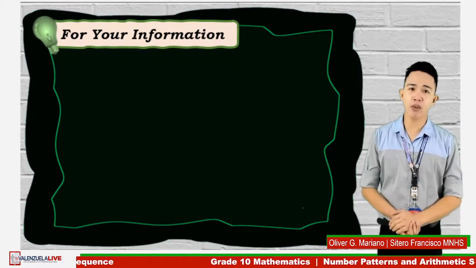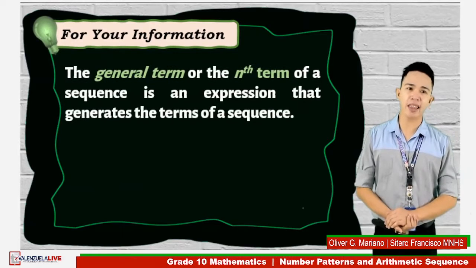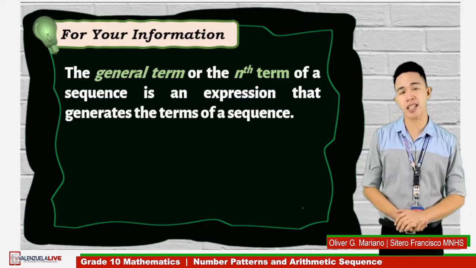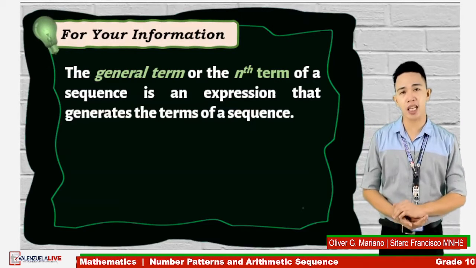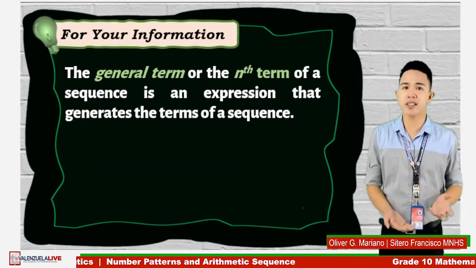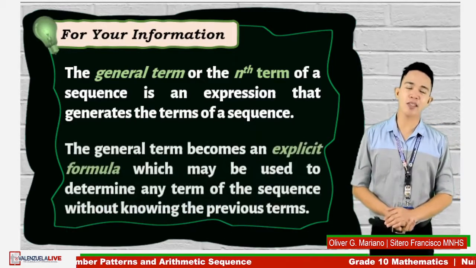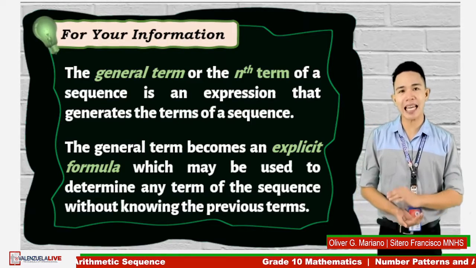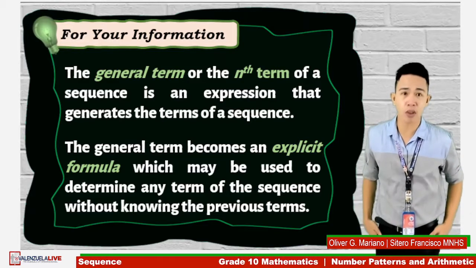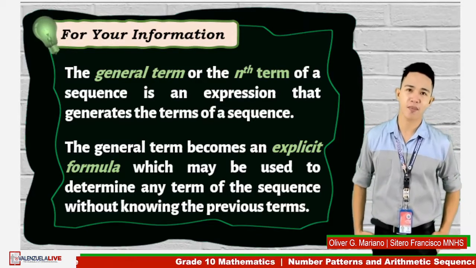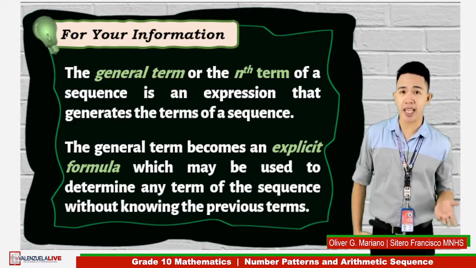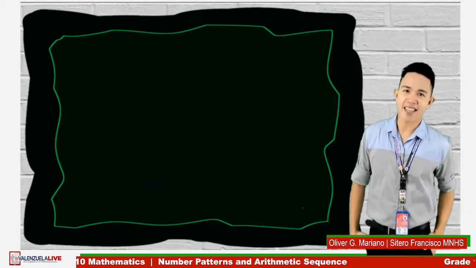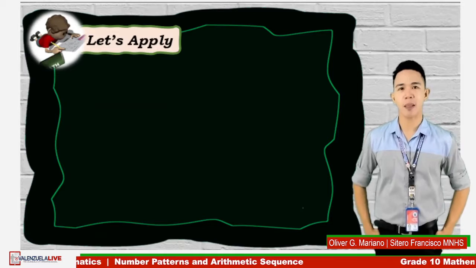Lastly, we define what we call general term or nth term. The general term or the nth term of a sequence is an expression that generates the terms of a sequence. Interestingly, the general term becomes an explicit formula which may be used to determine any term of the sequence without knowing the previous terms. Are you now ready to apply the concepts that you have learned so far? Nice. Let's begin with this example.